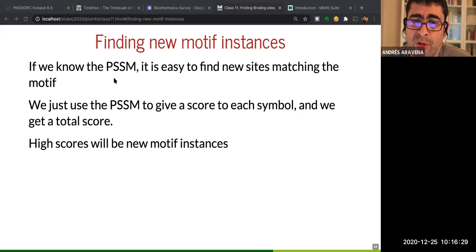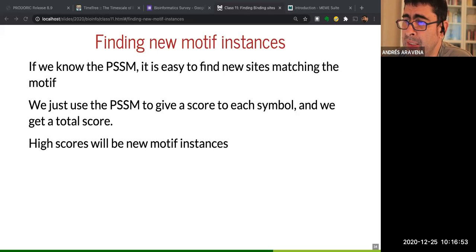If we know the matrix, the position specific score matrix, this M, its technical name is the position specific score matrix, because it has different scores for different positions. It is easy to find. You go through the genome, go through the sequence, calculate the score, and the highest scores are the sites that you like. High score will be the new motif.